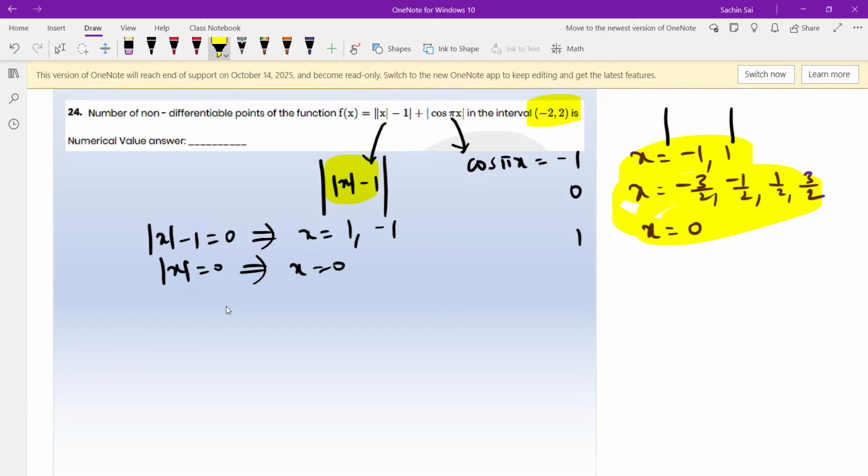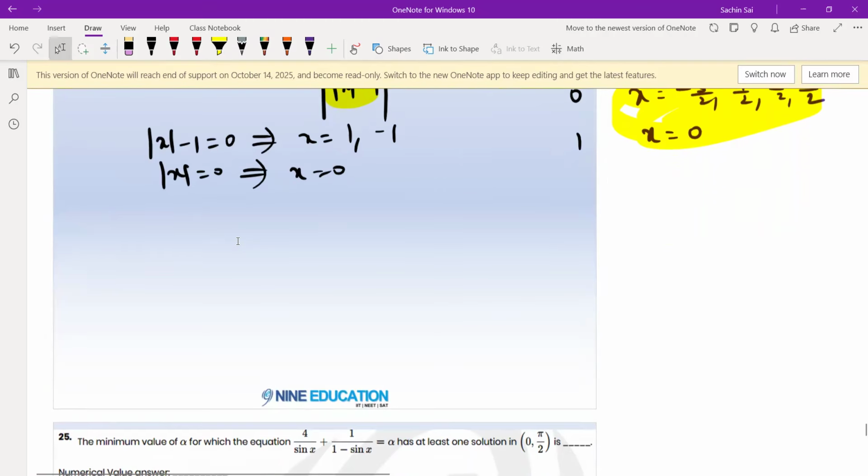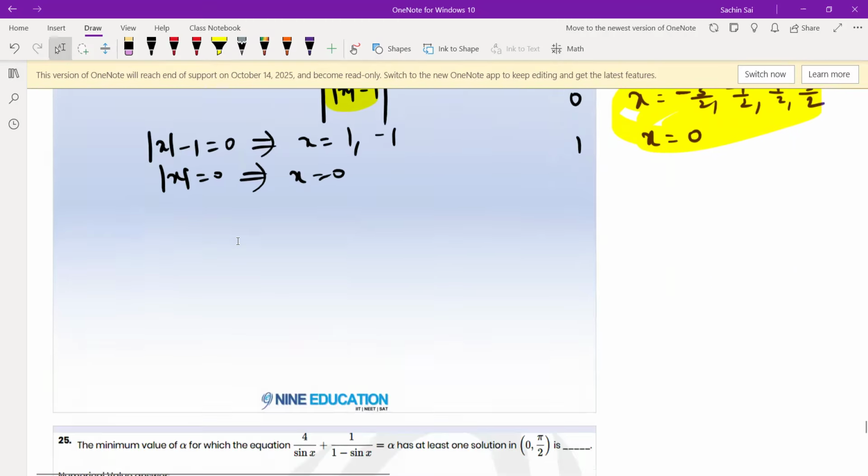have to check at the individual points, right? It is possible that at some of these the function is differentiable, right? So question 24, there are 7 values where differentiability must be checked for.